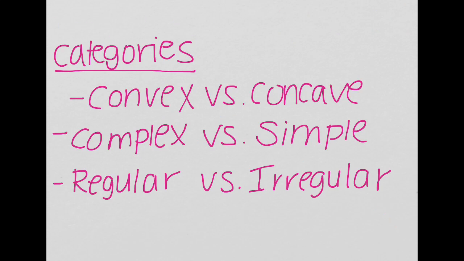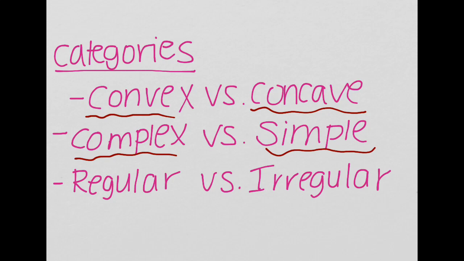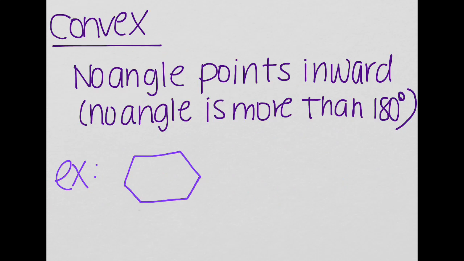So, now that you understand what polygons are, let's look at 3 categories of polygons. There's convex versus concave, there's complex versus simple, and this is the most important one, it's regular versus irregular polygons. Okay, let's get to understand these categories a bit more.